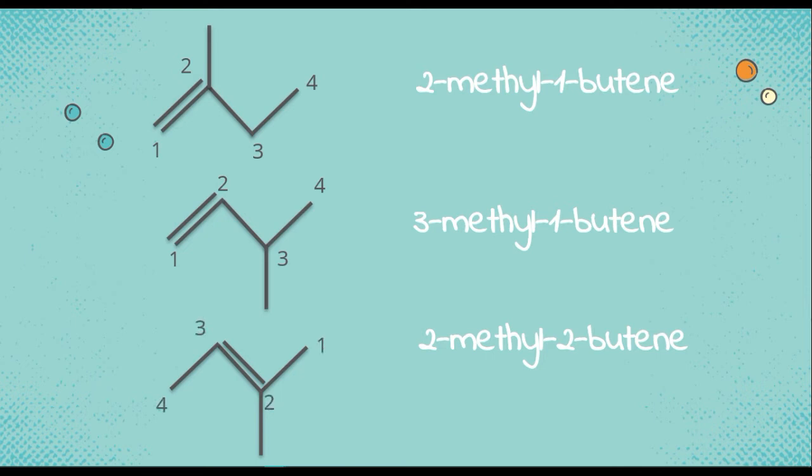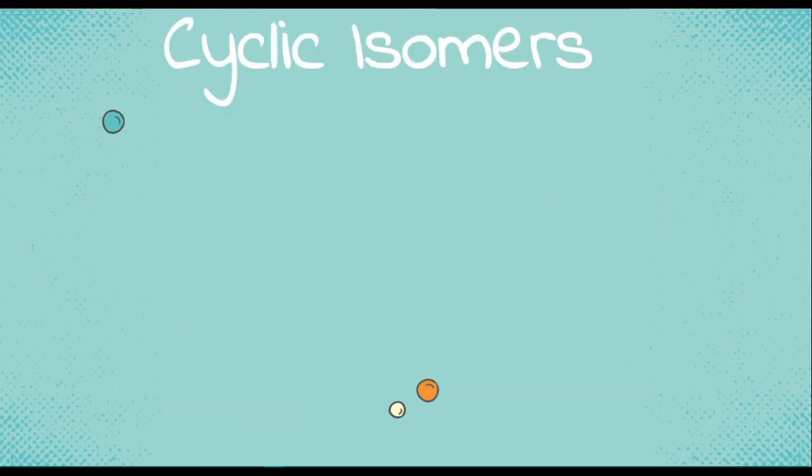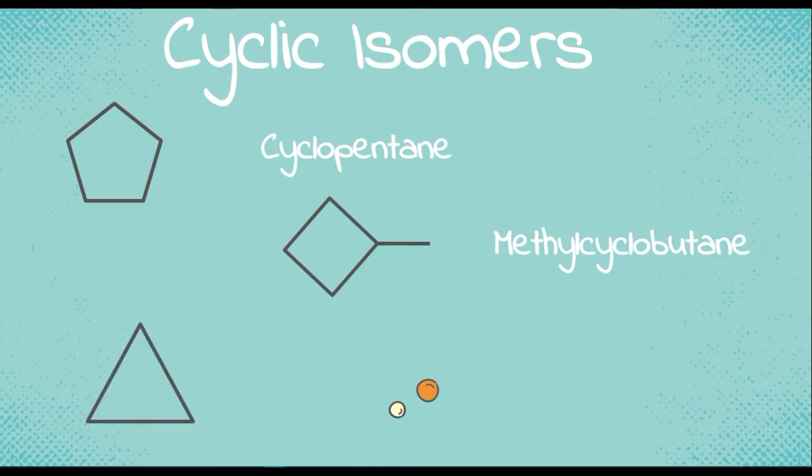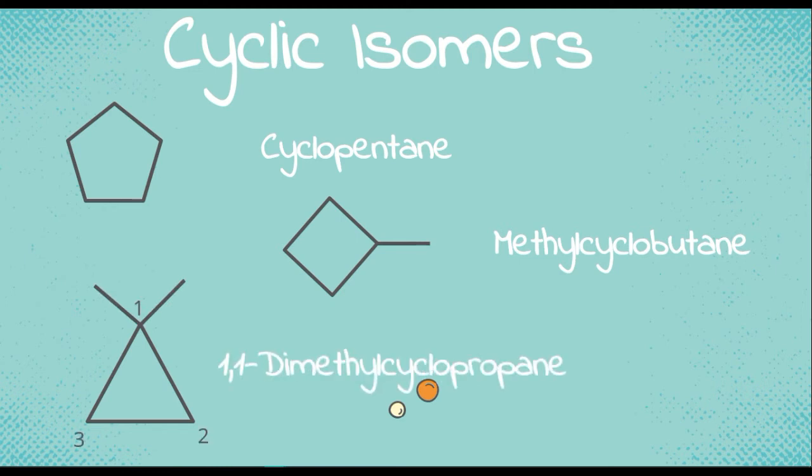Now we move on to the cyclic isomers. Start with 5 carbons as the main chain. Now this is called cyclopentane. Next, with 4 carbons as the main chain and 1 methyl to complete it, it is called methyl cyclobutane because it only has 1 methyl. Next, 3 carbons as the main chain. We add 2 methyls on carbon number 1. It is called 1,1-dimethyl cyclopropane.